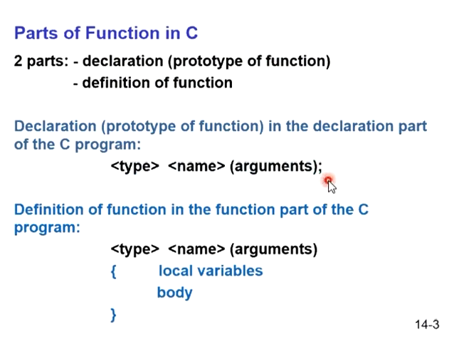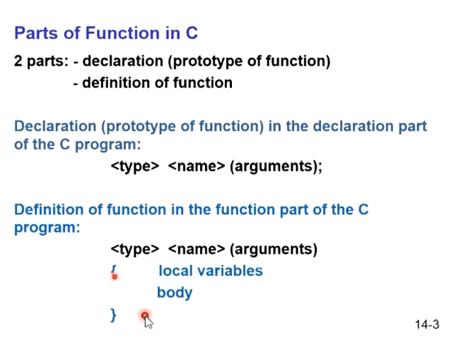Pay attention. With the prototype of a function, you have to write a semicolon at the end. When you don't write it, you have the header of the function. At the top, you have the header, not the prototype. When you say you have a prototype, you need to write a semicolon at the end.